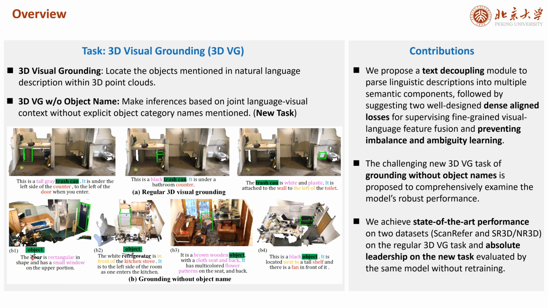The model needs to have a holistic understanding of the visual and language context to make inferences, avoiding shortcuts based on object names. We contribute by introducing a text decoupling and dense alignment approach to avoid imbalanced and ambiguous learning. We also propose a novel 3D VG task to evaluate the robustness of the model. Finally, we achieve state-of-the-art performance on the standard 3D VG task and absolute leadership in the new setting.